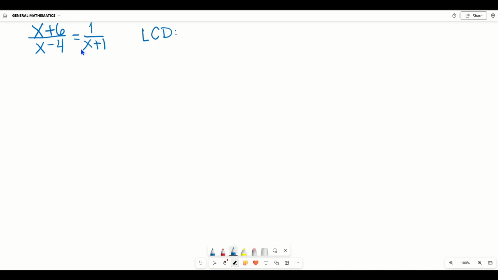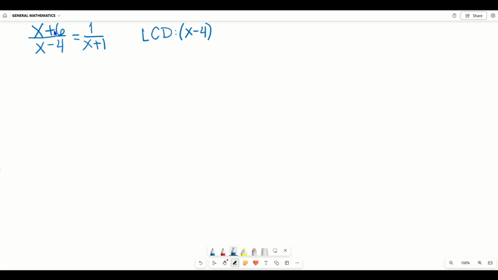factors from the denominators. So, how is it done? For example, we first inspect the term on the left-hand side of the equation and identify which is the denominator. Our denominator here is x minus 4. Since this is the first term of our rational equation, we write here the denominator, which is x minus 4. And then you proceed with the next term.